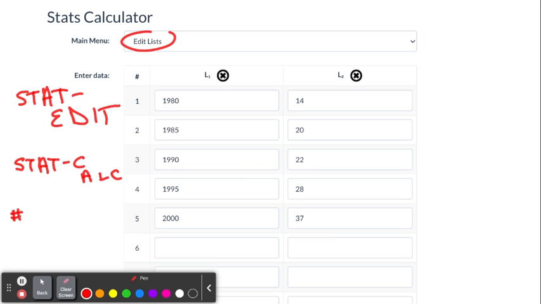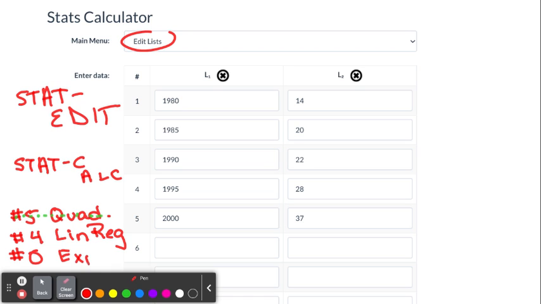The only other ones you might have to do are 5, and that's if they want to make you do a quadratic. That usually doesn't happen on Algebra 1, so I'm just going to kind of put a dashed line there. Chances are you'll likely have to do 4 for a line, lin reg. Remember, regression means make an equation, or scroll down and do number 0 for exponential. I believe in this problem they want us to do a line, so you would choose number 4.